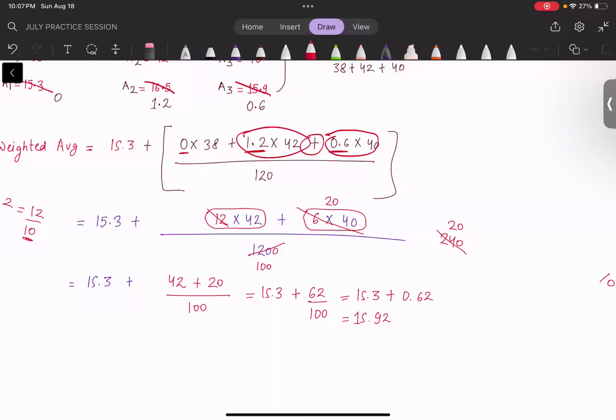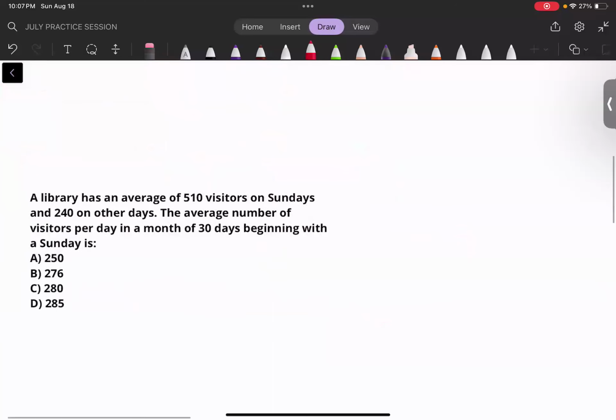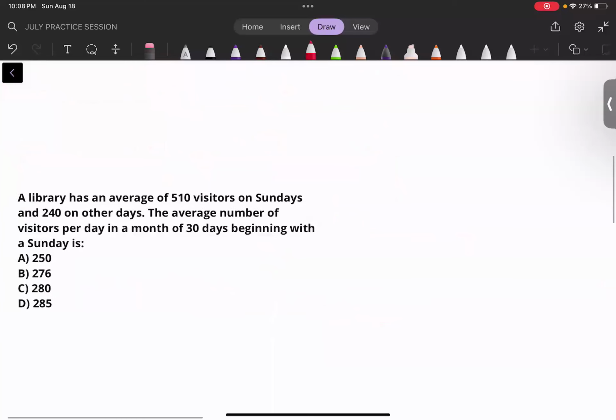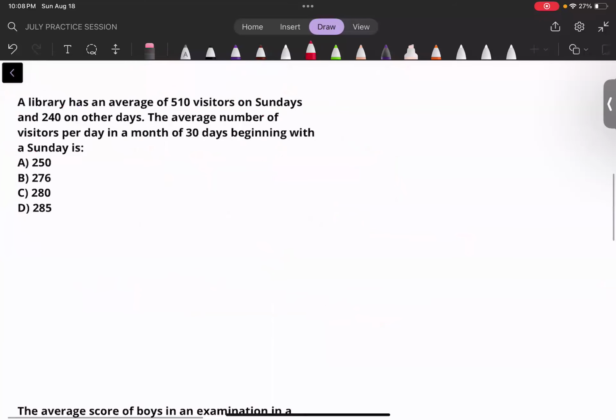Now next, let's try the next question. This is more easy. There is a library. Obviously on Sundays we will have more visitors because Sunday is a holiday. So on Sundays we have an average of 510 visitors and 240 on other days. Other days means other than Sunday. So what is the average number of visitors per day in a month of 30 days, beginning with a Sunday?